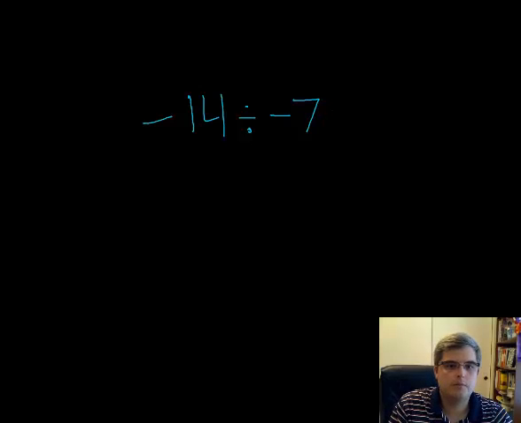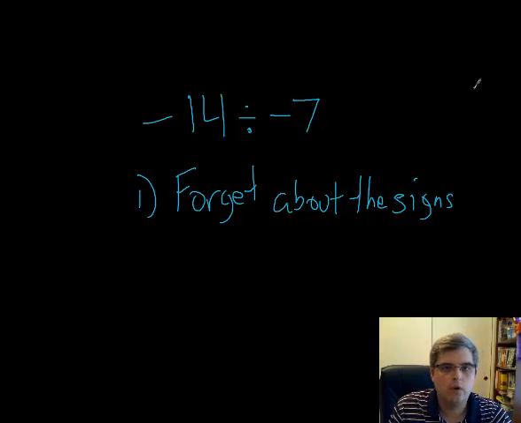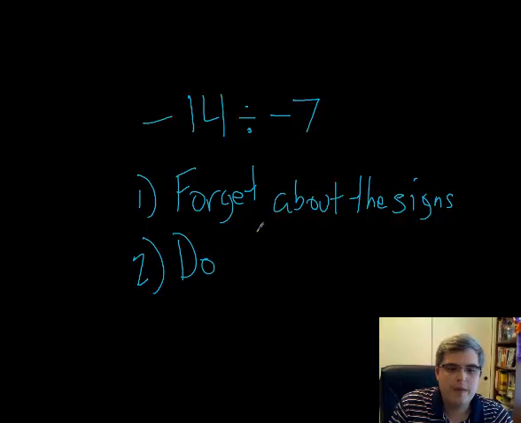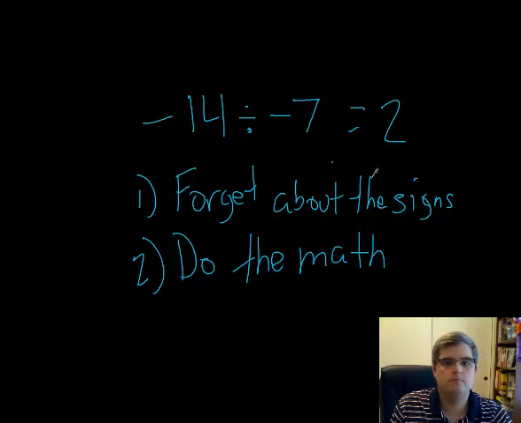Here's how you do these problems. Step 1. Forget about the signs. Each of these numbers has a sign. Don't worry about it right now. Step 2. Do the math. What is 14 divided by 7? It's 2. It's always been 2. It will always be 2.